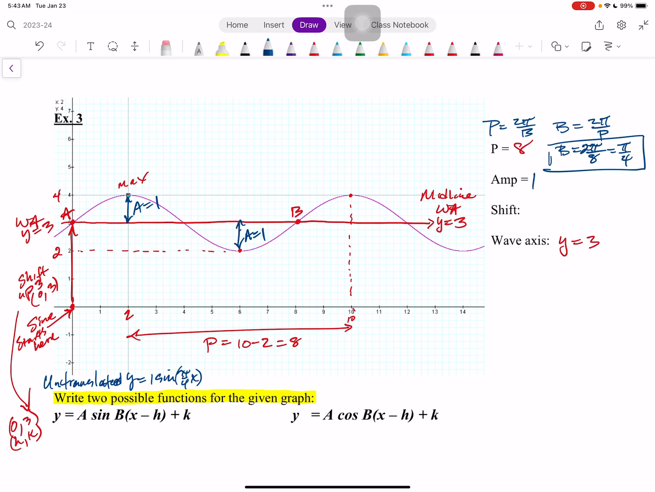Now, this one's been shifted up. As you can see, it's off the axis. I mean, it's off the x-axis way down here. So I've got to shift that up 3, so that's simple to do.